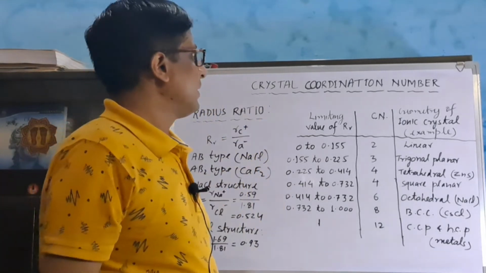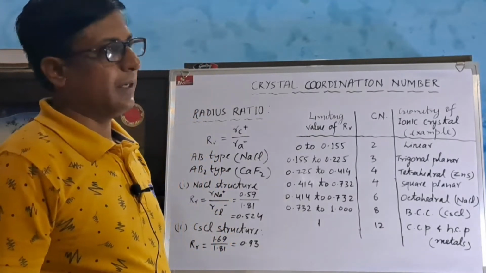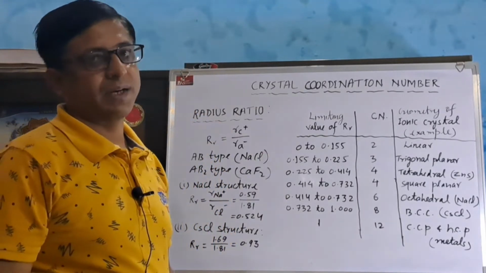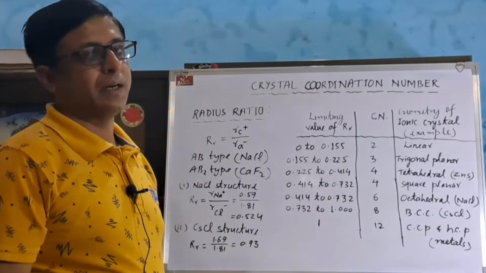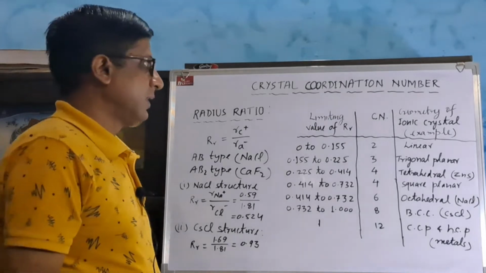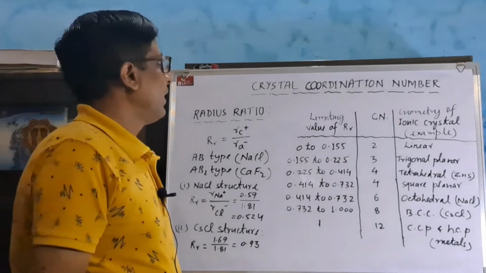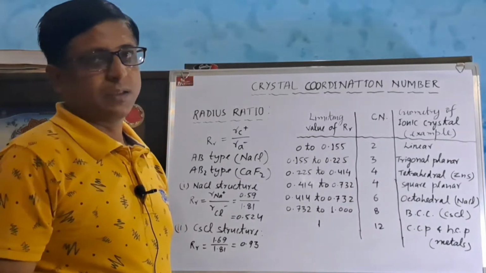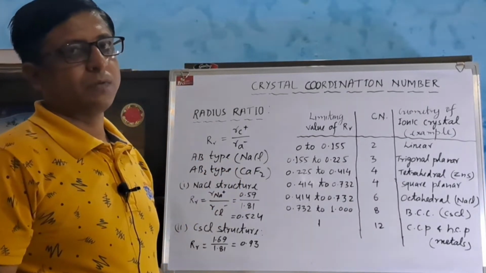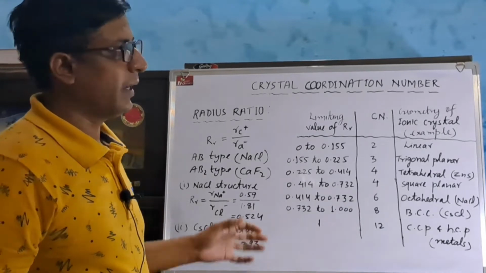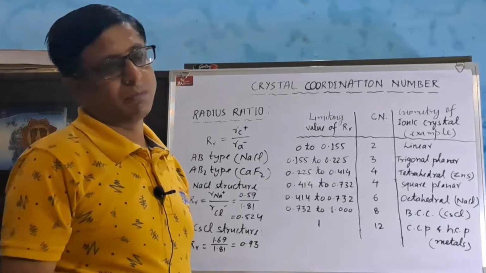Now, the crystal coordination number. What is crystal coordination number? In an ionic crystal, a positive ion is surrounded by negative ions and vice versa. Similarly, negative ions are surrounded by positive ions. In an ionic crystal, the number of ions of opposite charge surrounding an ion is called the crystal coordination number.